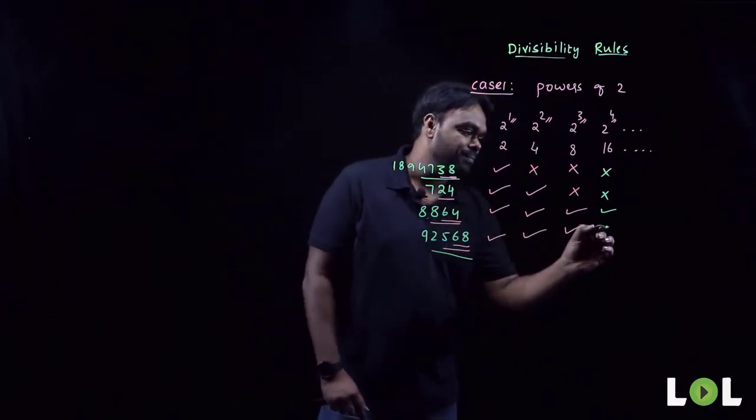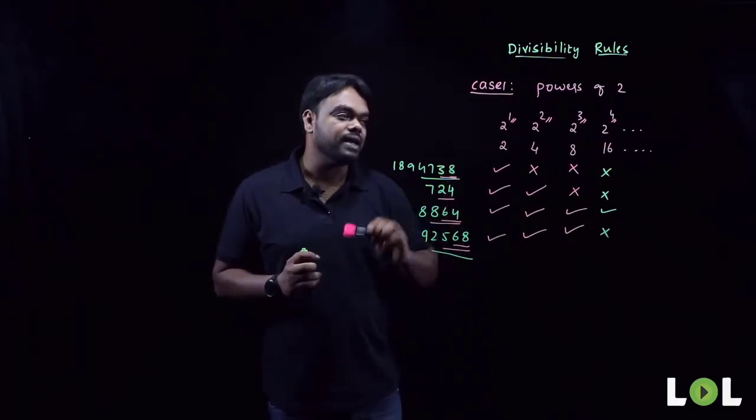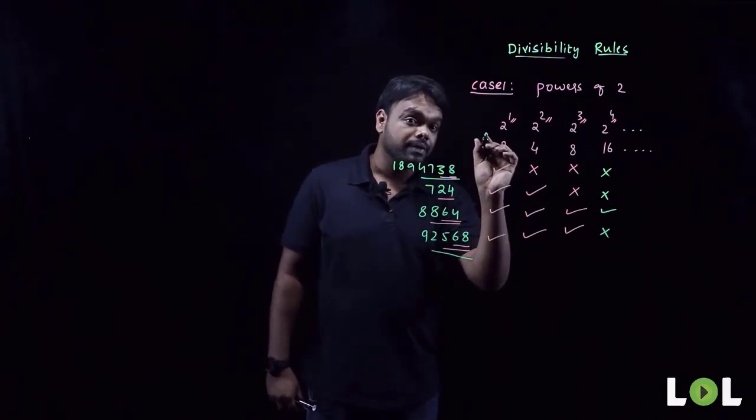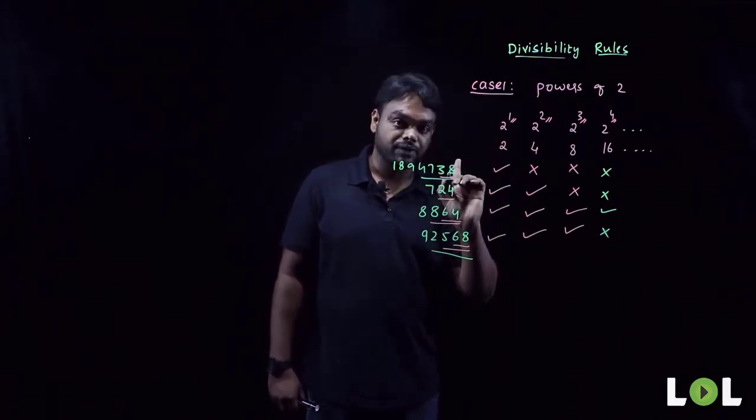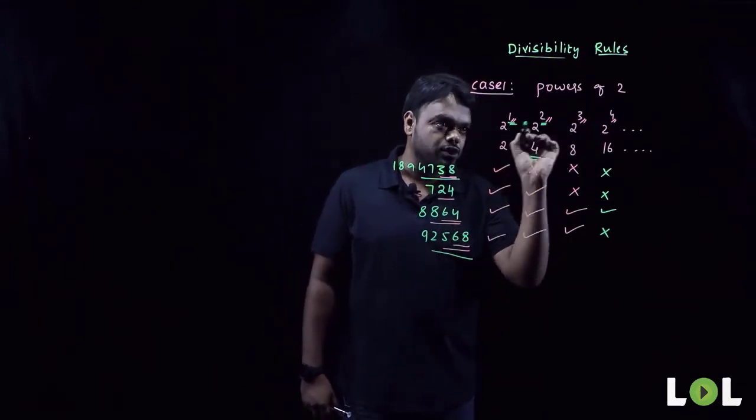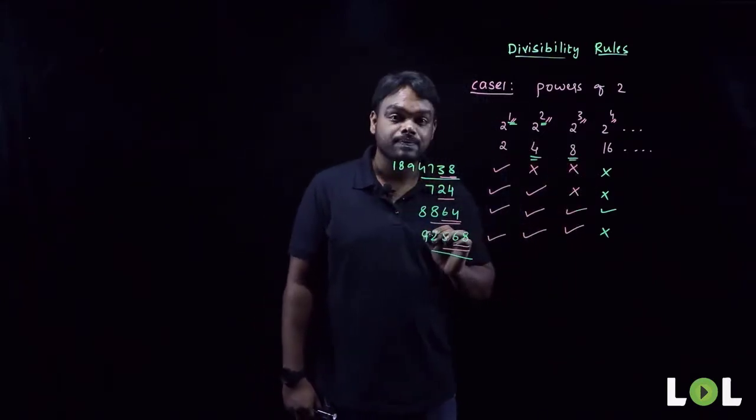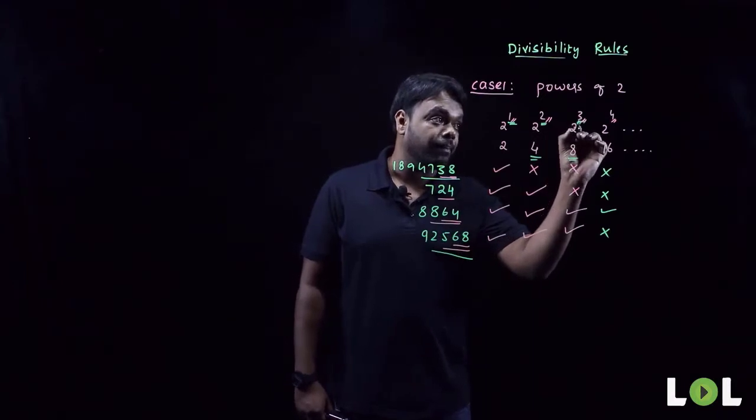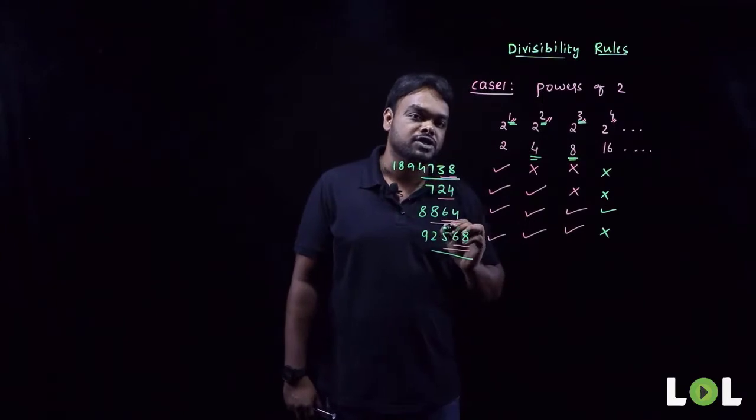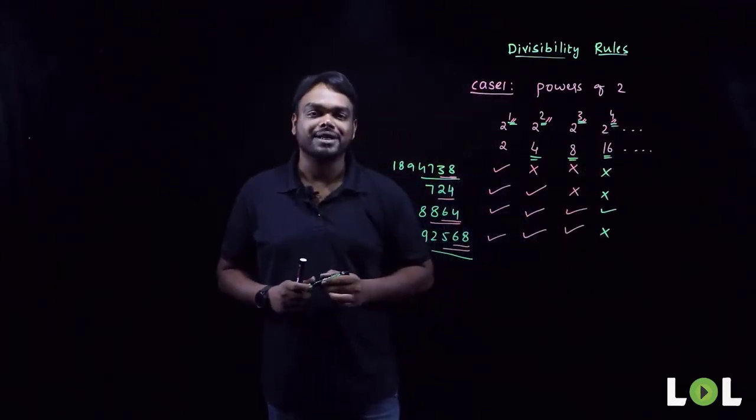So to summarize what we are doing, to check whether the given number is divisible by 2 or not, you have to check whether the last single digit is divisible by 2 or not. To check with 4, check only whether the last 2 digits of a number are divisible by 4 or not. The divisibility rule of 8 says to check whether the last 3 digits of a number are divisible by 8 or not. Likewise, to check the divisibility rule of 16, check whether the last 4 digits of a number are divisible by 16 or not.